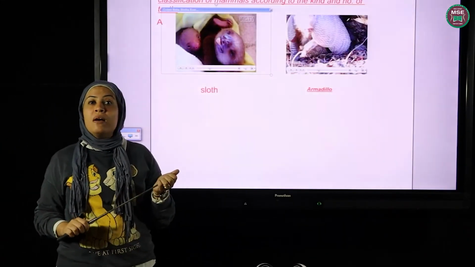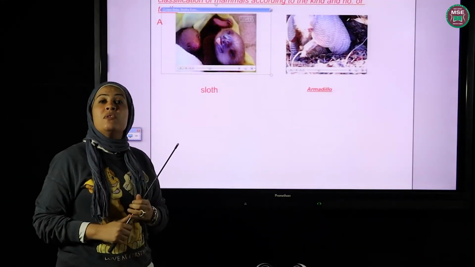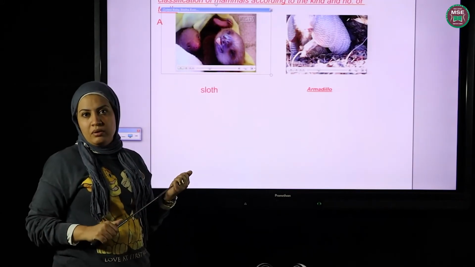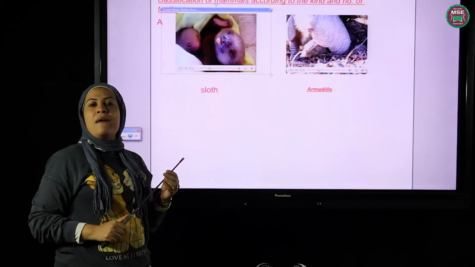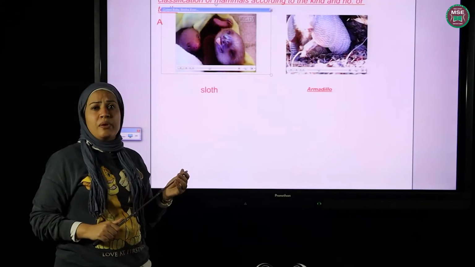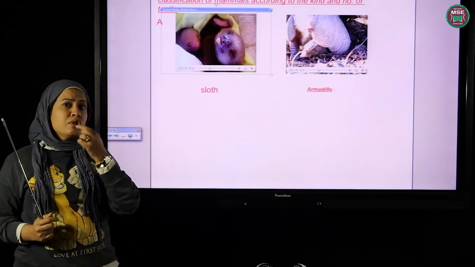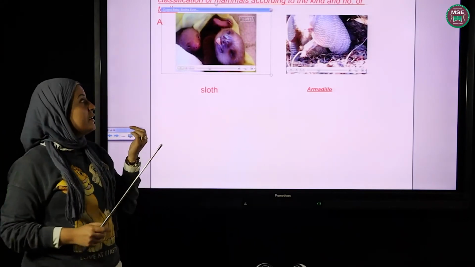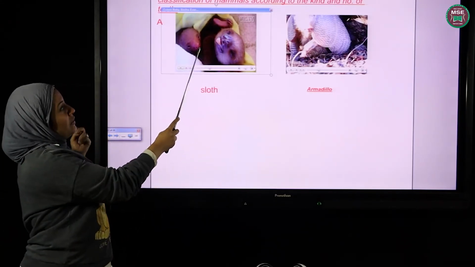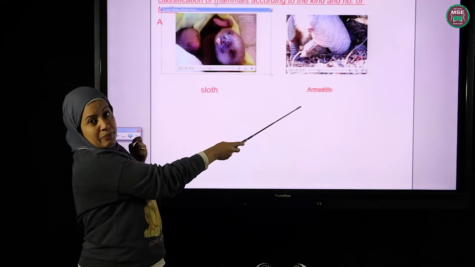Now we will talk about classifying the animals according to the type and the number of teeth. Okay, first I have animals that don't have teeth, which are called toothless or edentates. Edentates means no teeth, like sloth. This is the picture for sloth and armadillo.